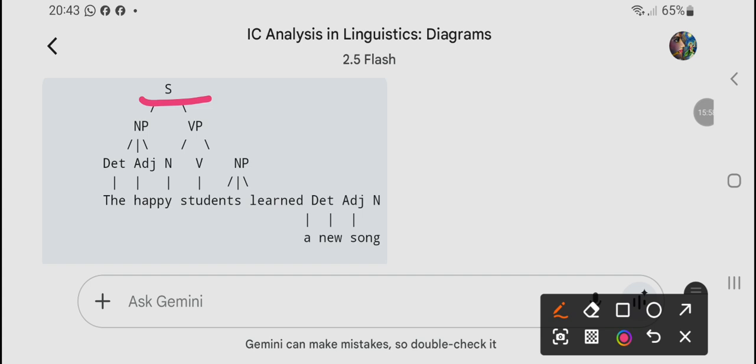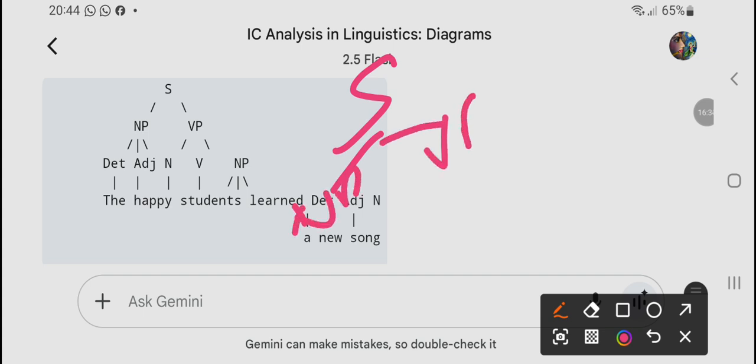So when we do it, you will be able to understand. Sentence first, then noun phrase, verb phrase, then the happy. So here that is the happy students. Right? The happy students. No, this is wrong. Happy students learn a new song. Okay, I'll explain it to you later, because according to me the sentence will be like this. Noun phrase, verb phrase. Then the noun phrase is a happy student. So a happy student is a noun phrase.